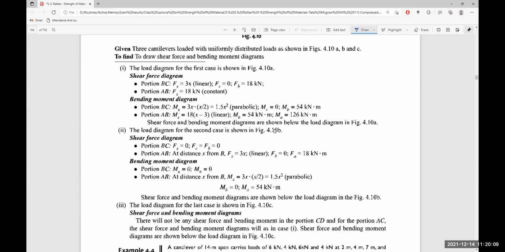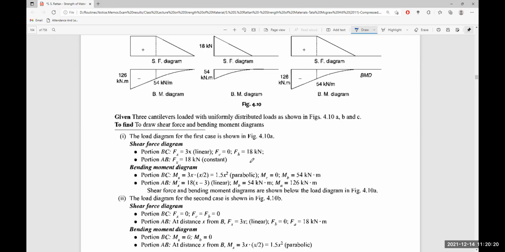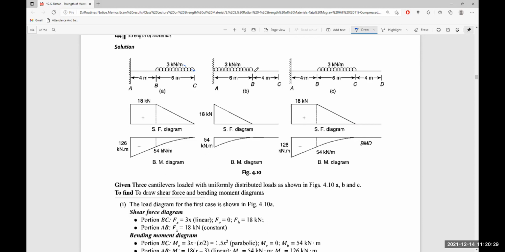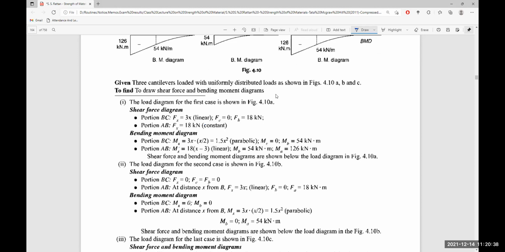The shear force and bending moment. For the second case, shear force in portion CD: here in the portion CD there is no load. Then Fx is equal to 0. Fx at C is 0, and it increases up to 18 at B. At AB, at distance x from B, Fx is equal to 3 into x.